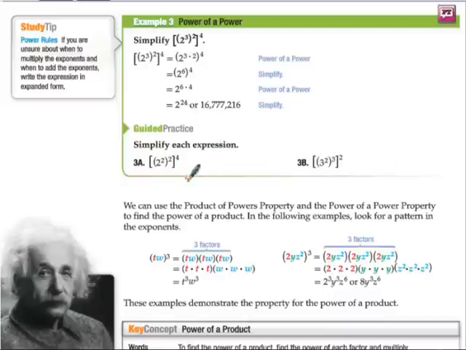So let's take a look here. Go ahead and pause the video here. Try and get 3A and 3B. I'd like it as a number with an exponent and then calculate how much that actually is. Go ahead and do that now.